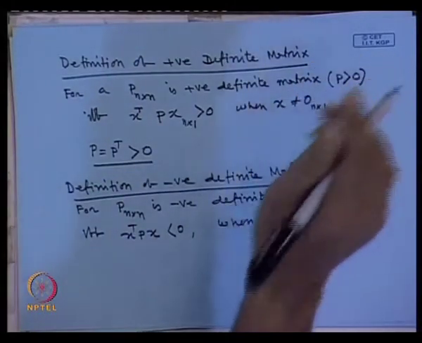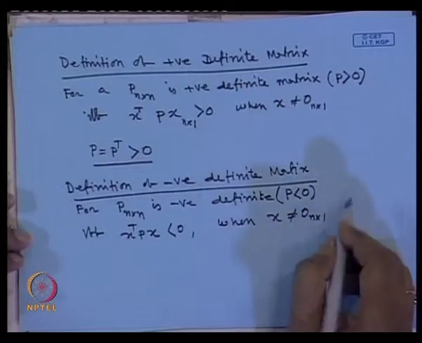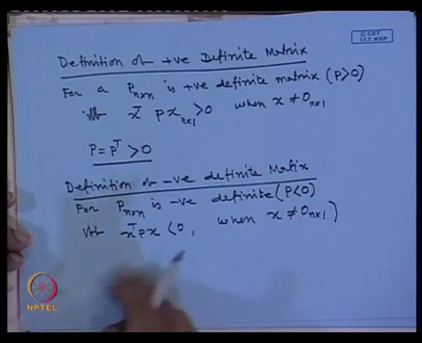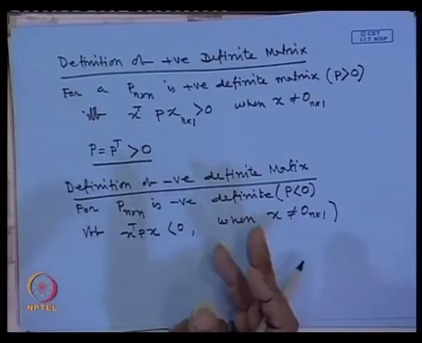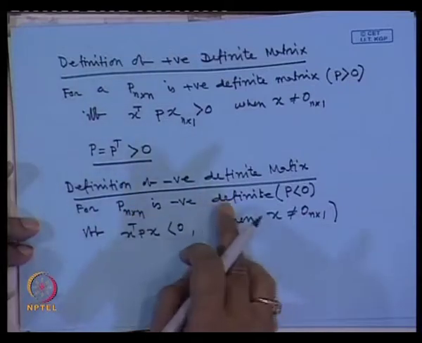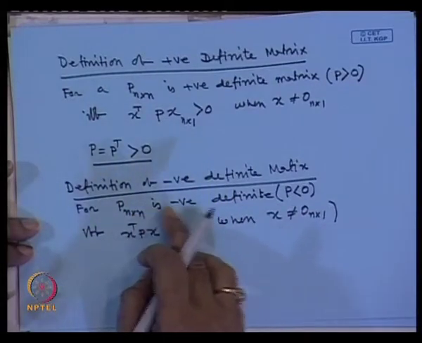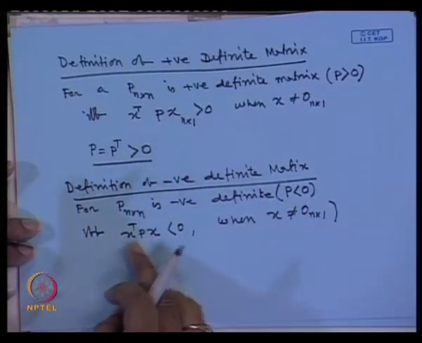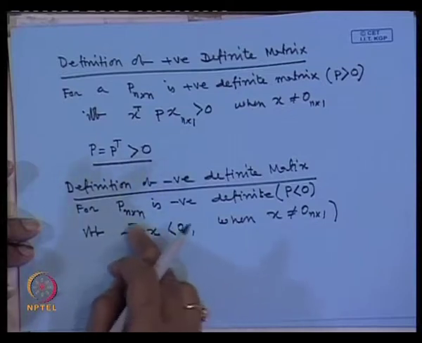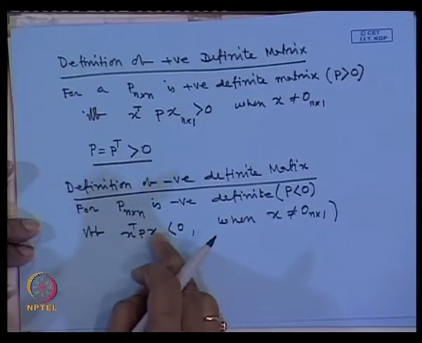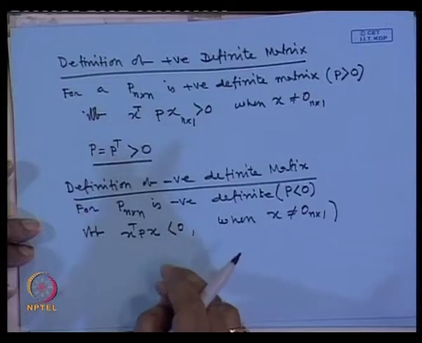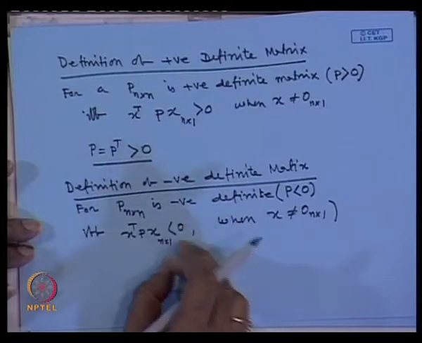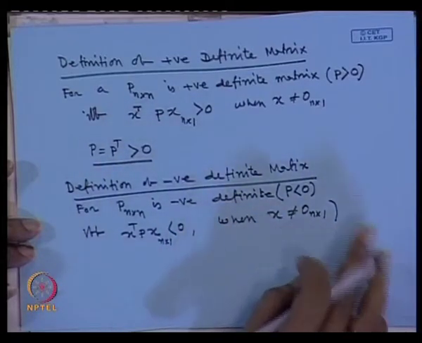Again, this is not a null vector. So again, this is a quadratic function and P may be a symmetric matrix or may not be a symmetric matrix, but P is negative definite if this x transpose P x, which is a quadratic form in terms of the variables x, where x has n components x 1, x 2, up to x n, has a value less than 0 for all values of x except the null vector.